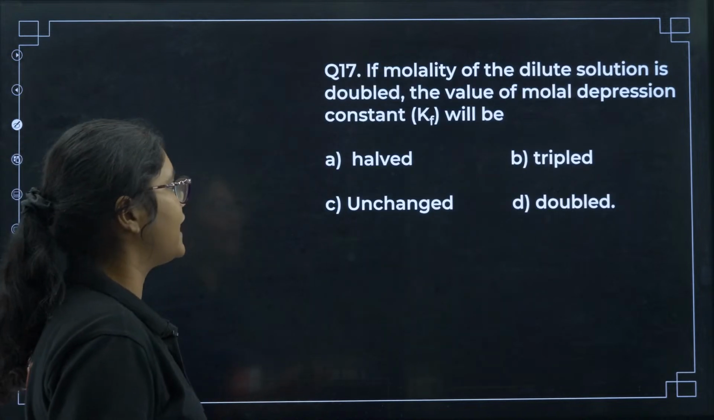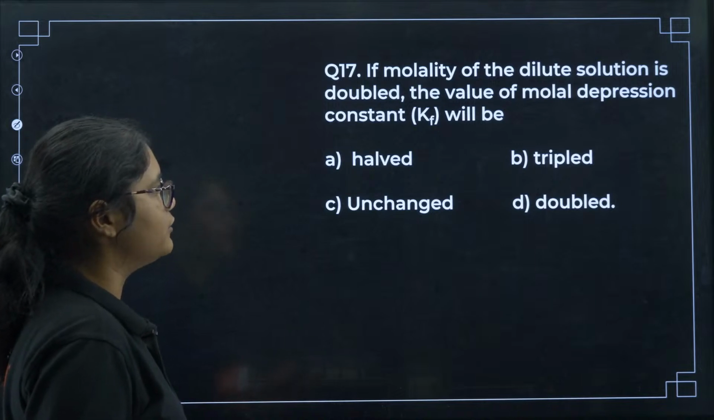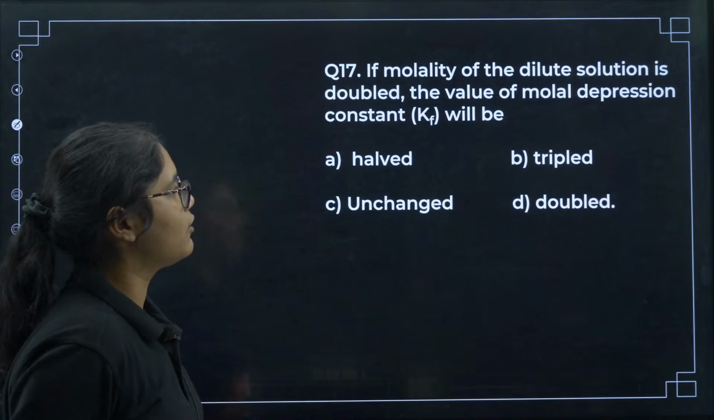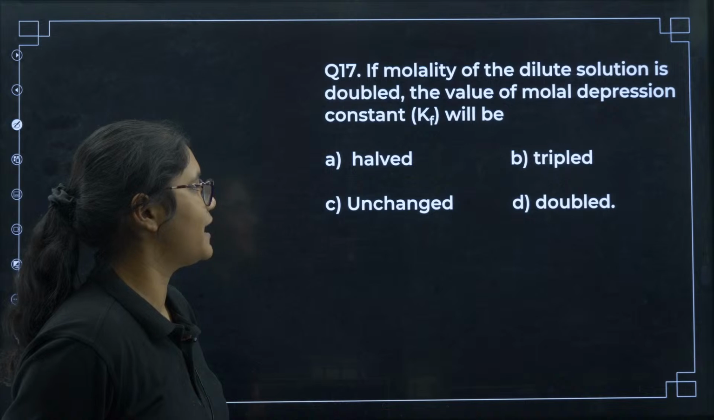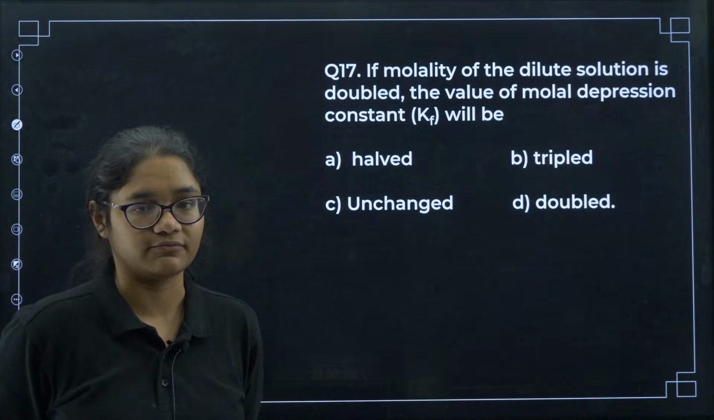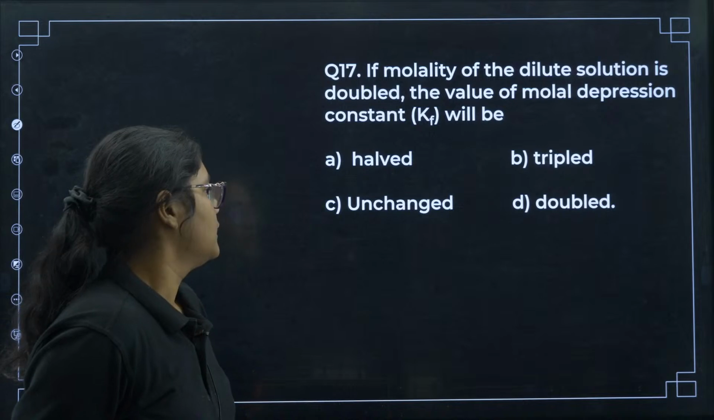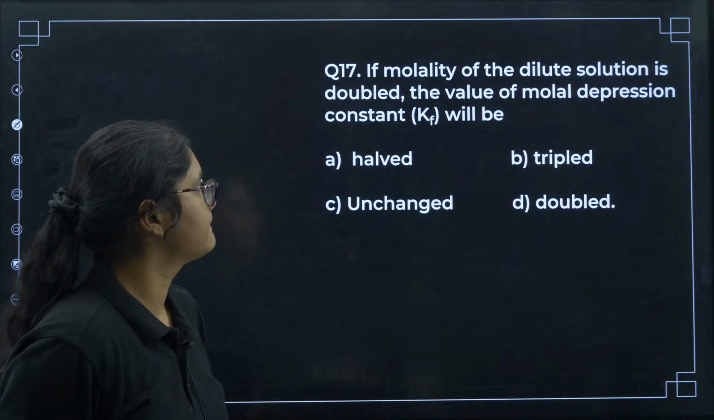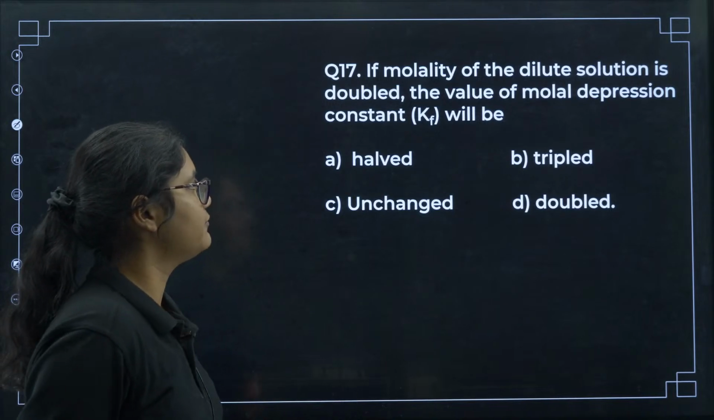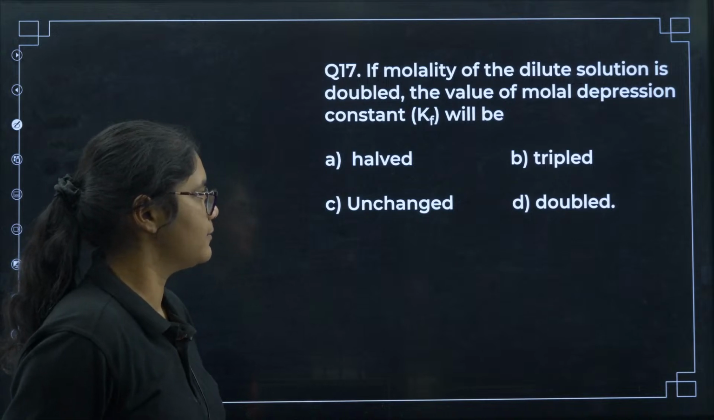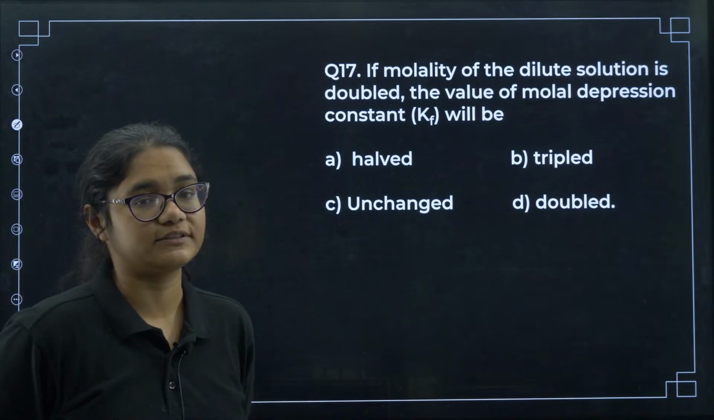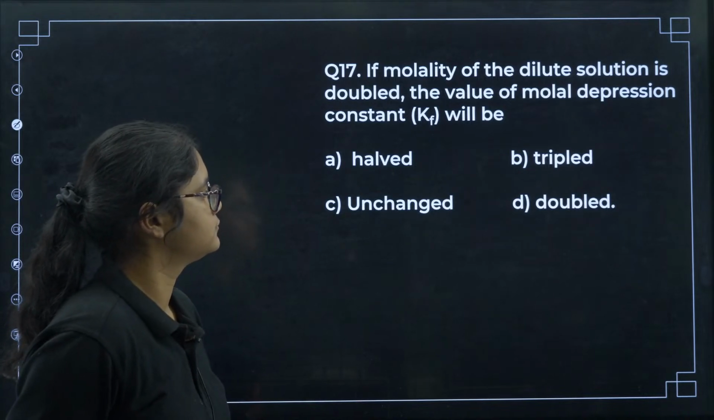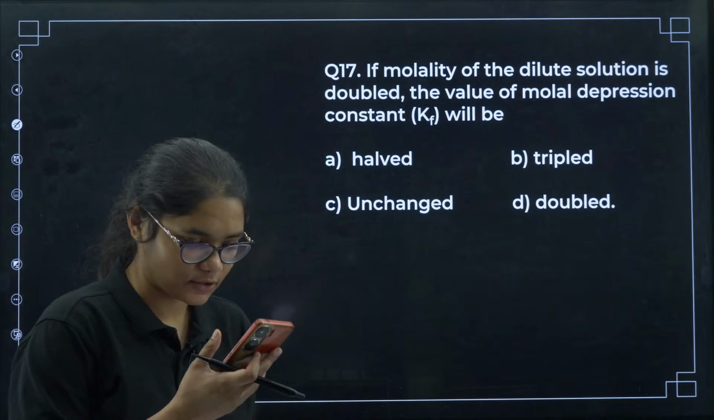Now coming to the next one, 17th one. If the molality of the dilute solution is doubled, the value of the molar depression constant Kf will be, is it half, tripled, unchanged, or doubled? If the molality of the dilute solution is doubled, the value of molar depression constant will be. This is also a very direct question.